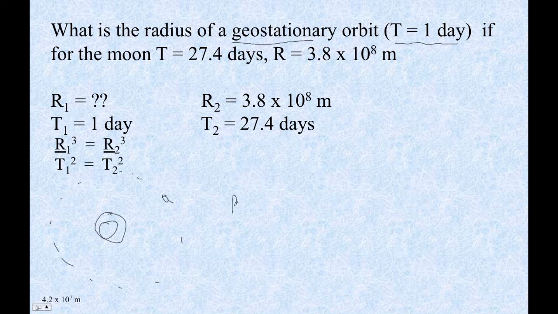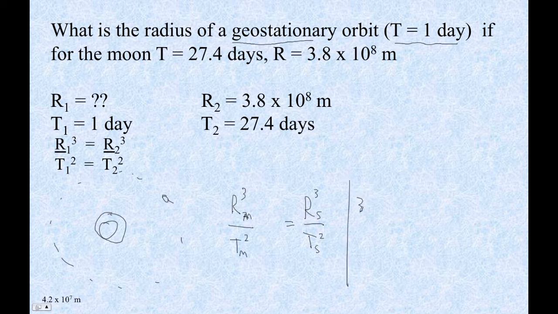radius of the moon to the third over period of the moon, squared, is going to equal the radius of the satellite to the third over the period of the satellite squared. So let's just set this up here.